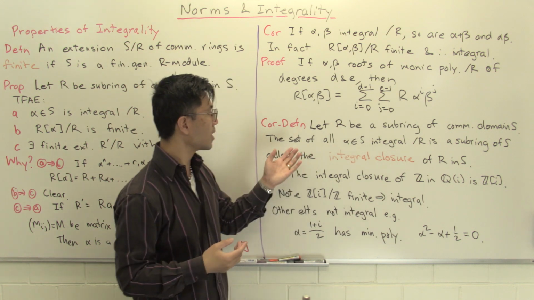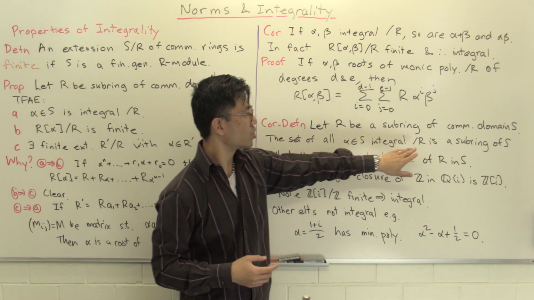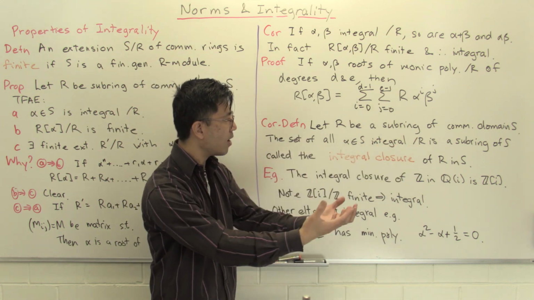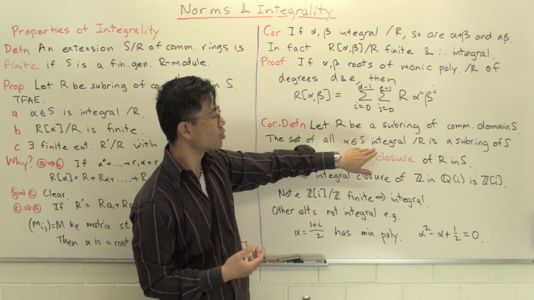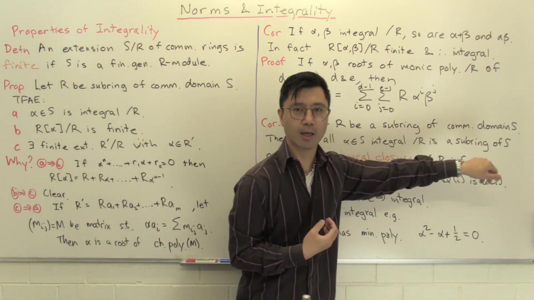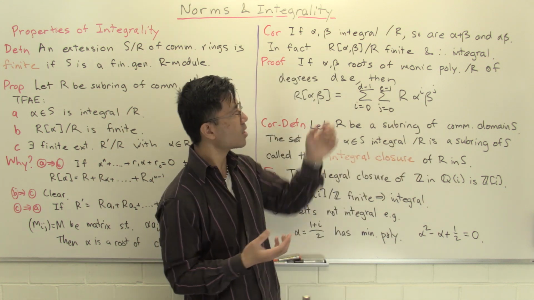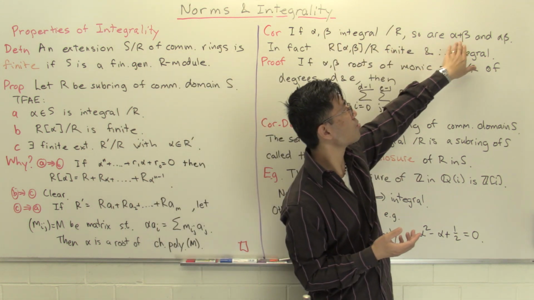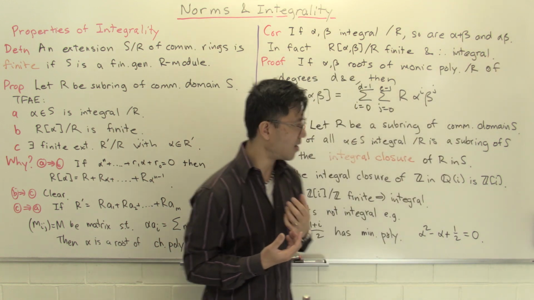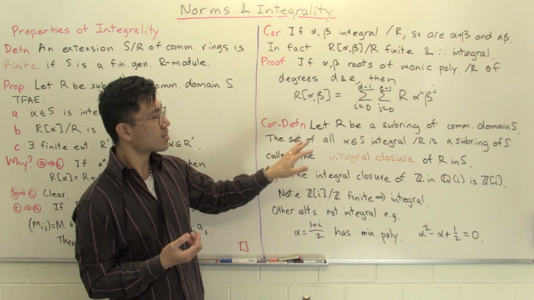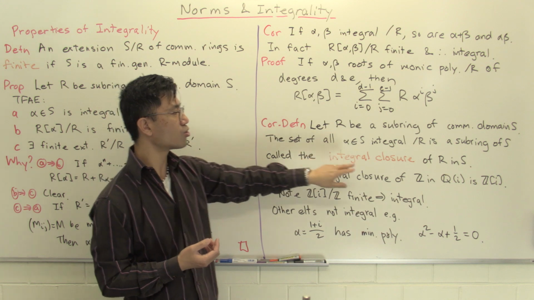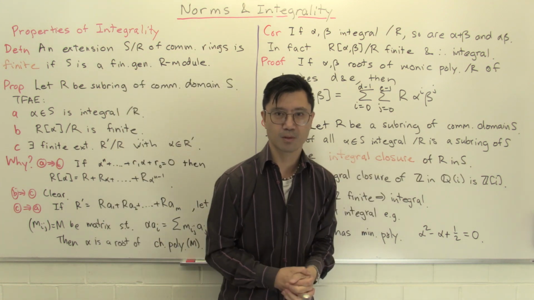So this set of all integral elements will be an extension of R, and it's actually a subring. To check something's a subring, remember you just have to check closure axioms, and that basically follows here, like closure under sums, products and things like that. So this subring of S is called the integral closure of R in S.